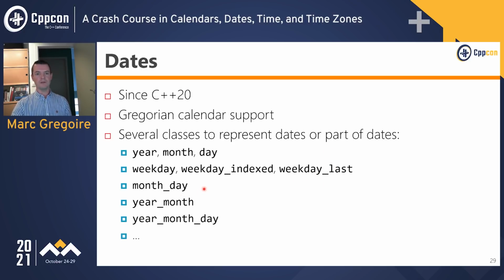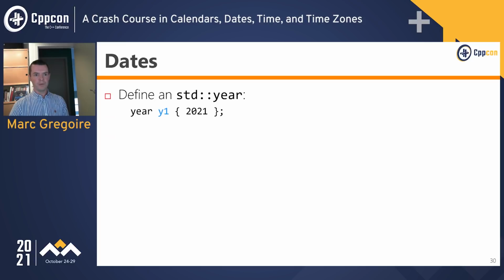There is a specific class to represent the last day of a week. You have something like Monday, which represents a specific day in a specific month, or year Monday, which represents a specific day in a specific month of a specific year. And we'll get clear how to use this with a couple of examples. So let's look at the easiest first.